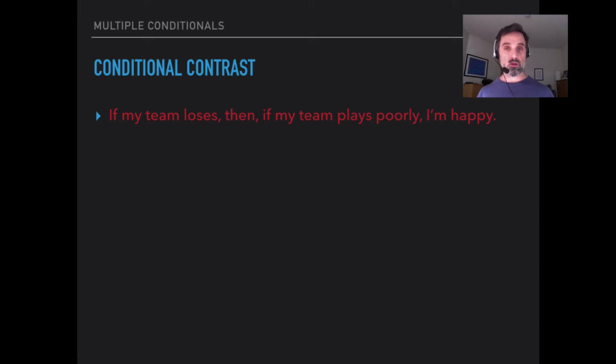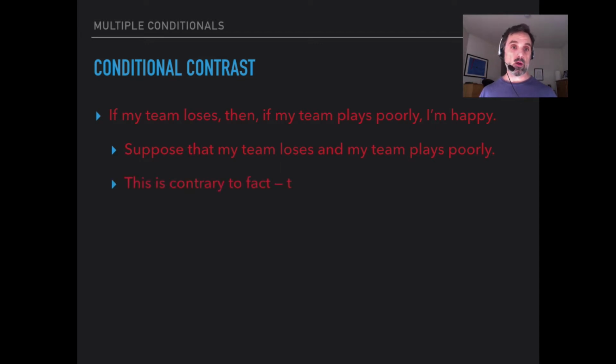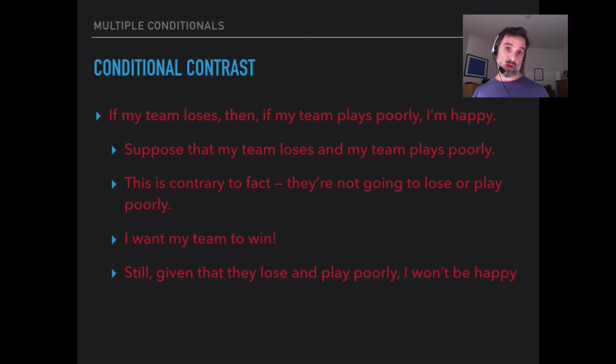So if we want to know whether or not it's true, we can suppose that my team loses and my team plays poorly, and then ask, is this whole thing true? Now, our supposition is contrary to fact because, like we said, they're not going to lose and they're not going to play poorly. But we're going to suppose, okay, fine, but in the case where they do lose and they do play poorly, what happens? Well, like we said, I want my team to win. So in the situation where they do lose and they do play poorly, I won't be happy. So this sentence is false.